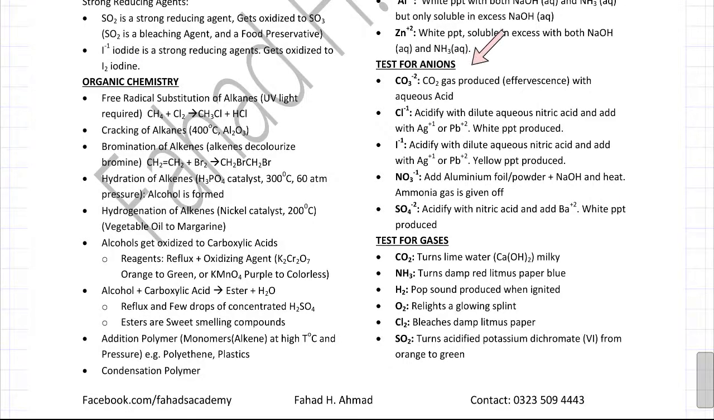So in the test for anions, you will notice Cl-1 and you would notice I-1. For Cl-1, you're adding nitric acid, and then you're adding silver ions or silver nitrate, and you're getting a white precipitate. Remember, we were getting a yellow precipitate. If you look at the test for I-1, you again acidify with dilute aqueous nitric acid, and then you add silver ions, and you're getting a yellow precipitate. So remember, in our test, we were getting a yellow precipitate. So I-1 would probably be the correct option.